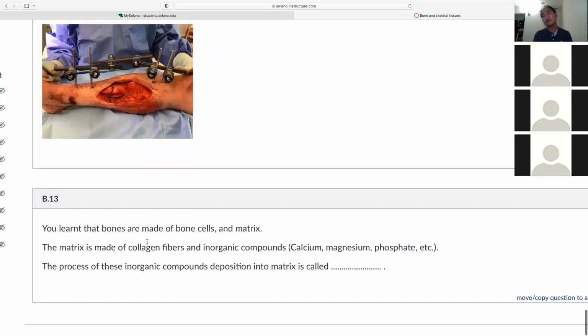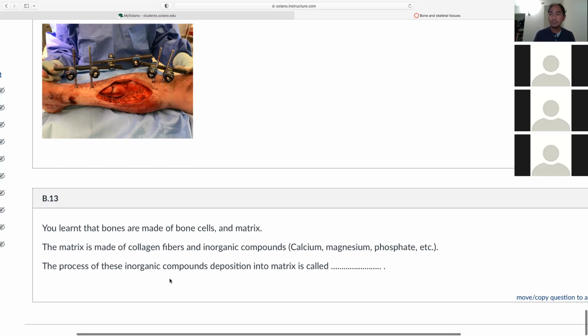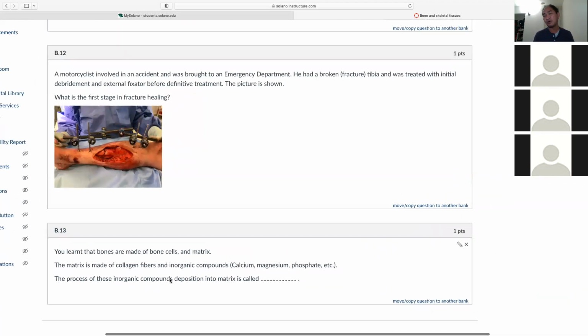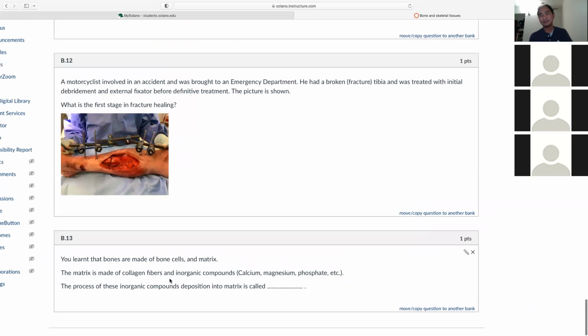So you learn that bones are made of bone cells and matrix. Matrix is made of collagen fibers and inorganic compounds: calcium, magnesium, phosphate. And the process of these inorganic compounds being deposited into the bone matrix is called, what do we call that? Mineralization? Brilliant, that's mineralization. Poor mineralization can result from vitamin D deficiency, for example.